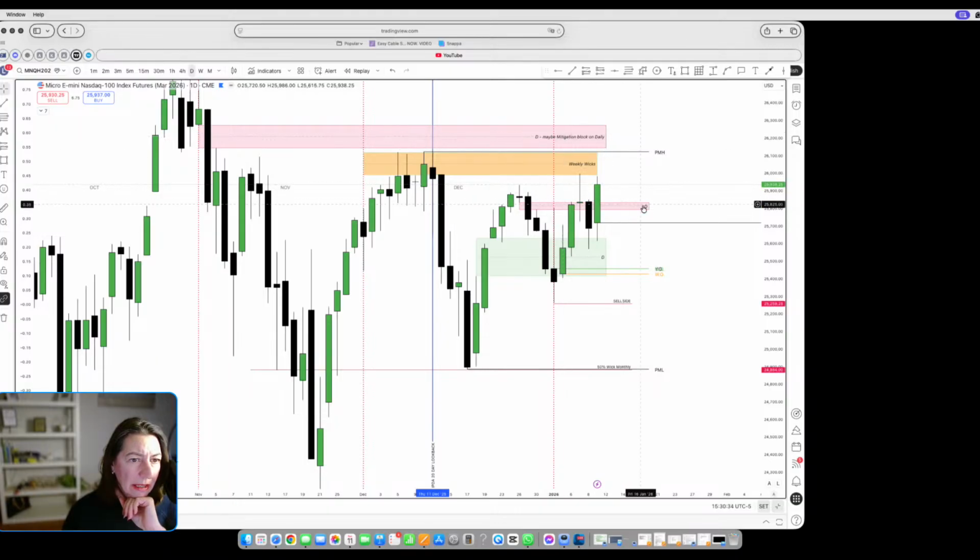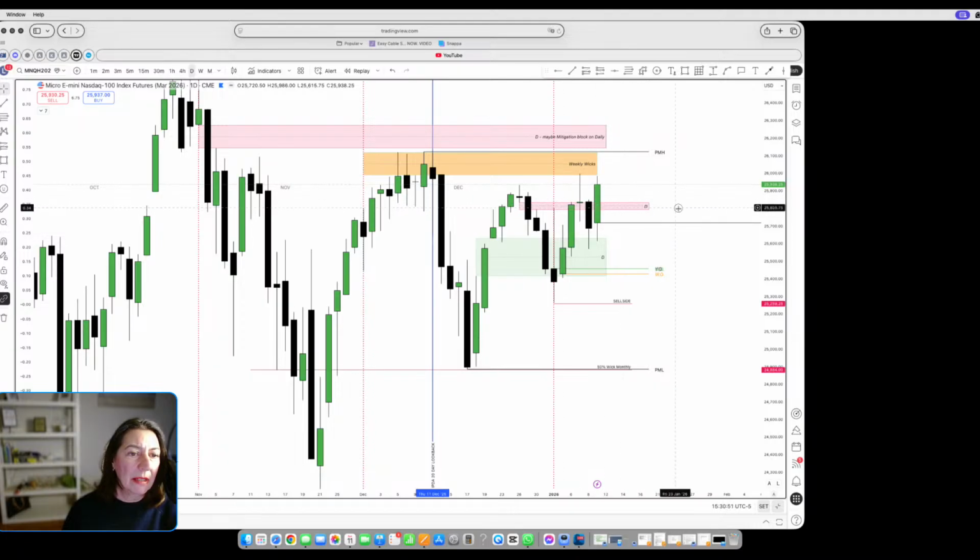Here on the daily, we have our SIBI from between candle 1, candle 2, and candle 3. We can see that price has moved up. Then we had this doji candle, price moved down, and then on Friday we moved back up through this area.